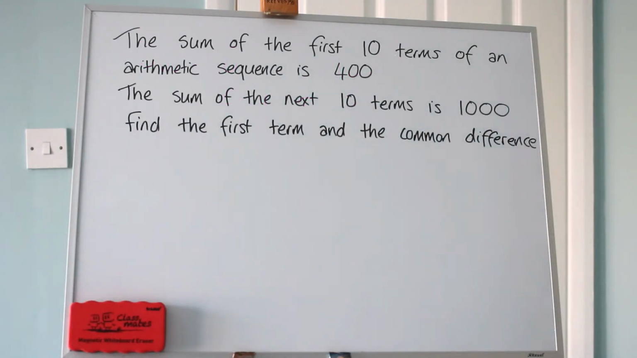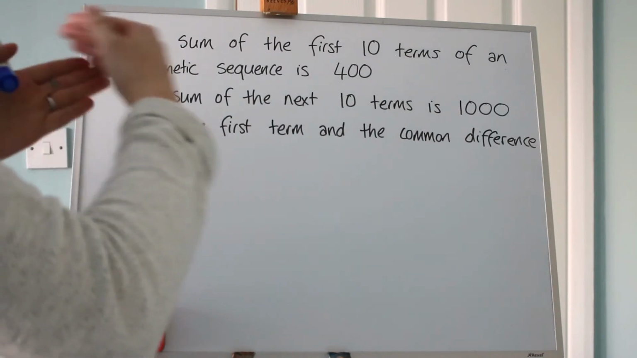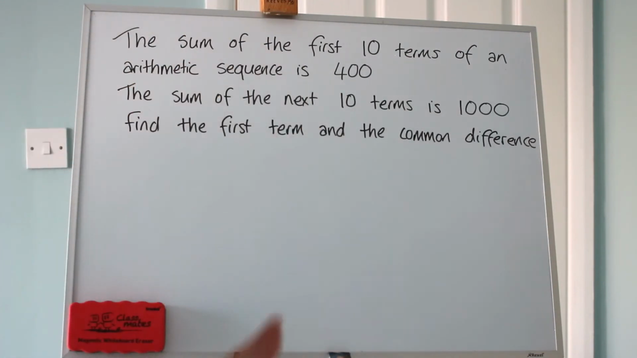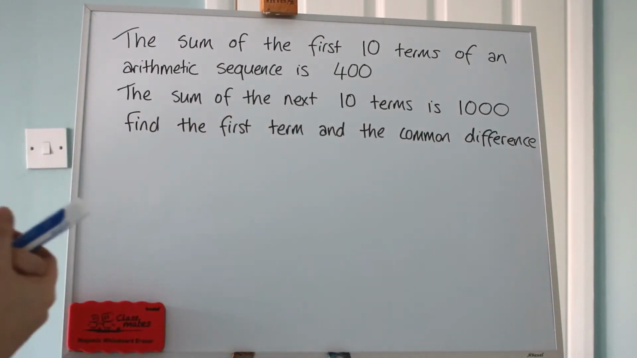Okay, here we have a second question. I've actually written this one out by hand, just so you can see the kind of language we're using. It's telling us the sum of the first 10 terms is 400, and then the sum of the next 10 terms, so the sum of the 11th up to the 20th term, is 1,000. We're asked to find the first term and the common difference, a and d.